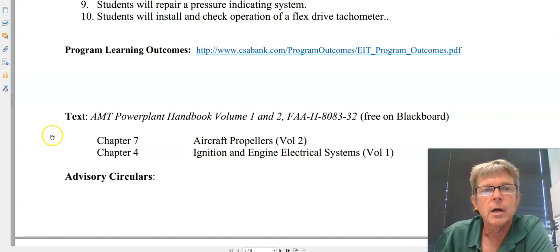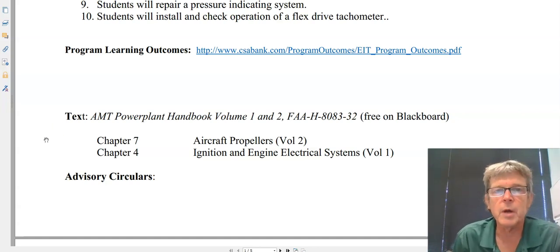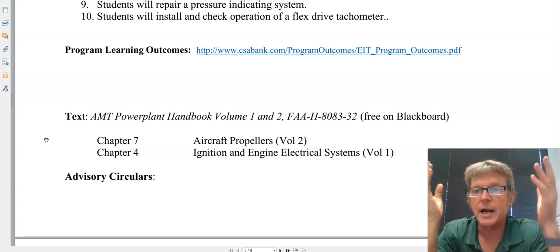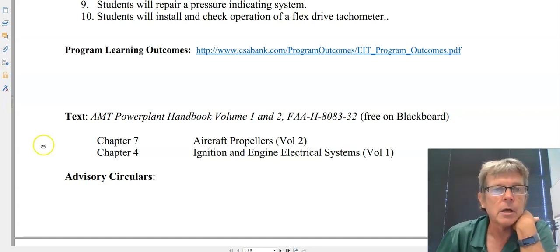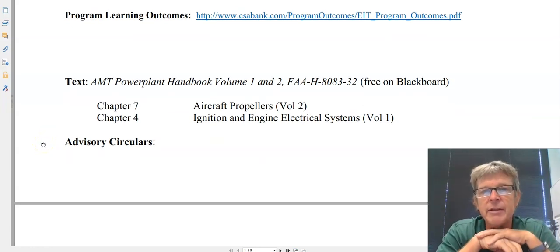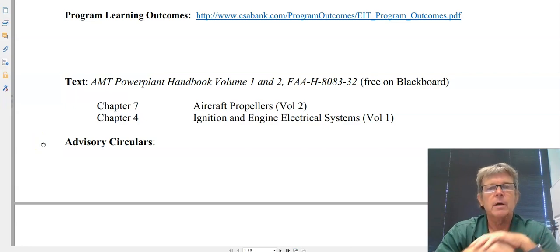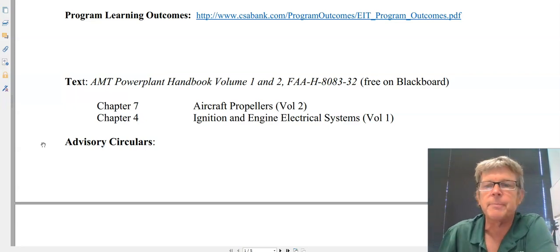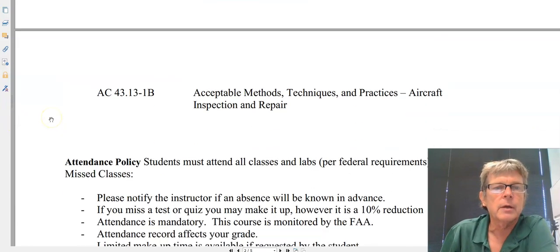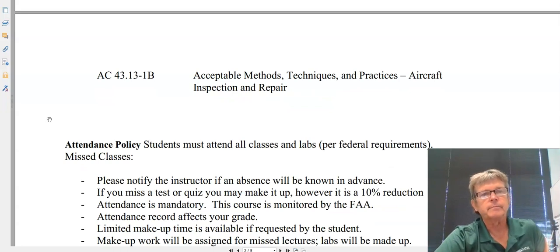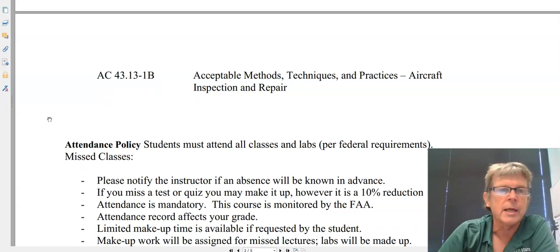That's in here. The program learning outcomes, if you go to this website, CSA Bank, and go to outcomes, you can find the outcomes for the entire AMT program. The textbook, I'm primarily going out of the FAA H8083, and that is the free FAA book that's on Blackboard. So we'll mainly be in Chapter 7. The last 2 weeks will be in Chapter 4. Okay, the AC 43.13 is the main document that we use through our whole AMP.